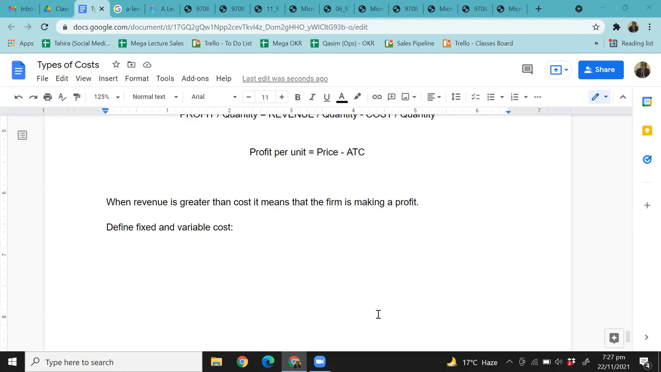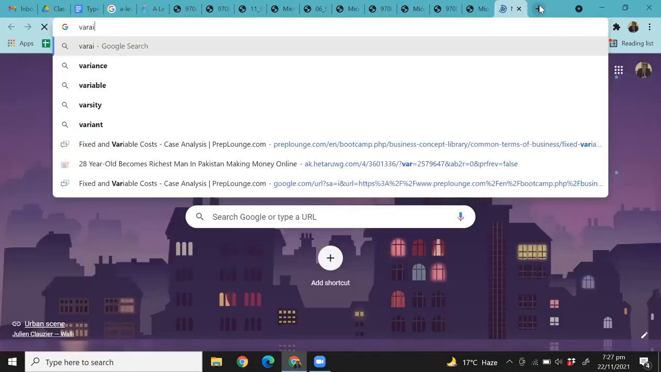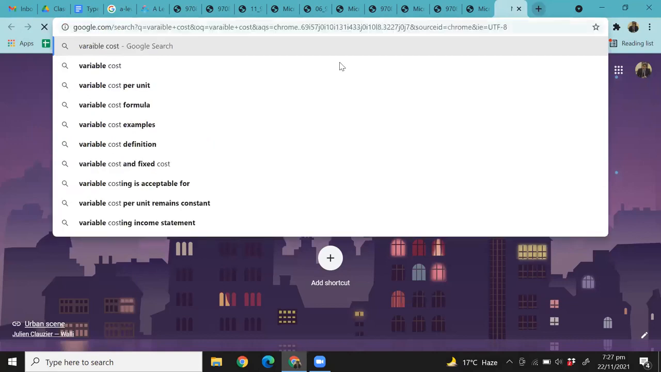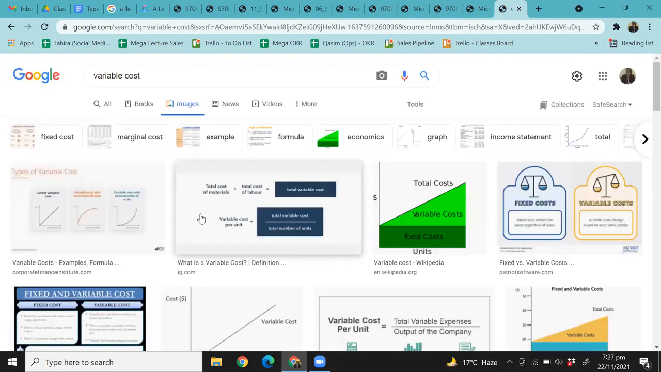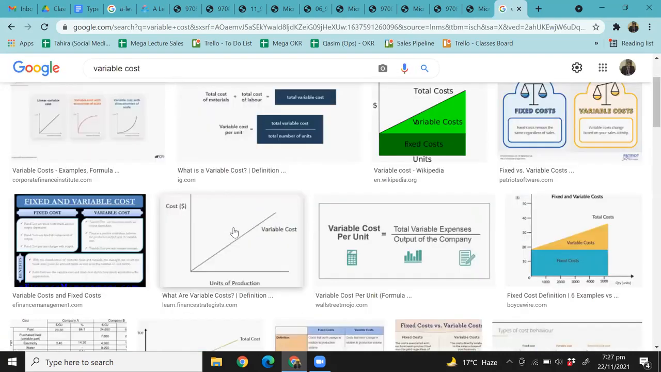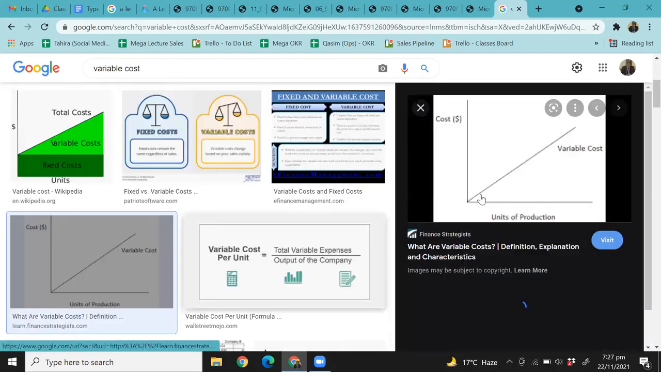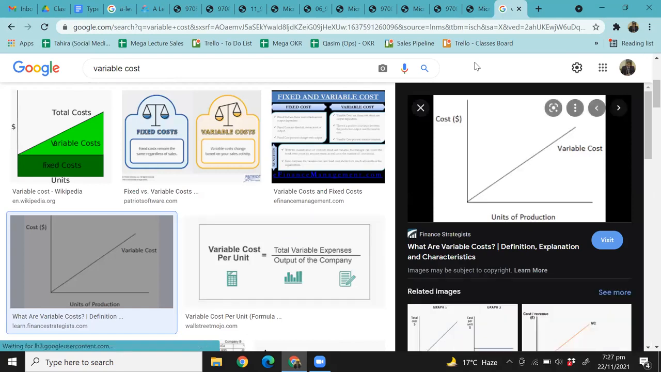What is variable cost? Variable cost is the cost component that is directly proportional to the level of output produced. The more output you produce, the more will be your variable cost. It is a straight upward sloping line and it passes through the origin, right? What type of cost are variable costs? A simple example of that could be the raw material, right? So this is how the variable cost graph looks like. It starts from the origin, it passes through the origin.